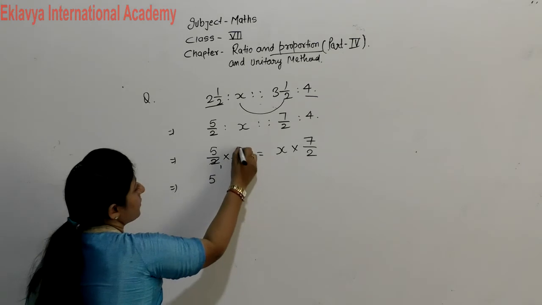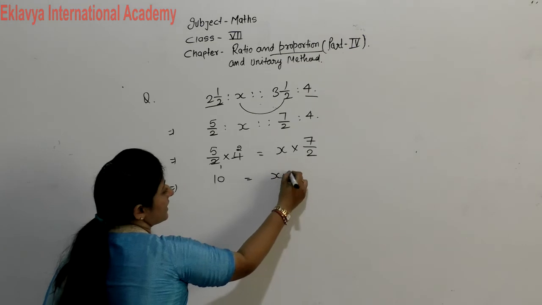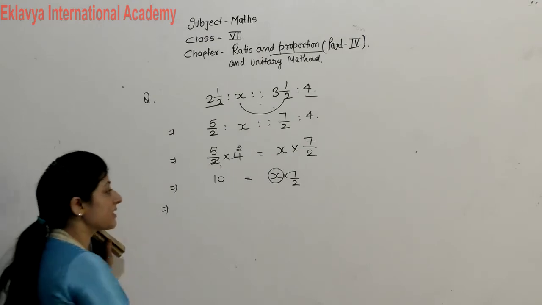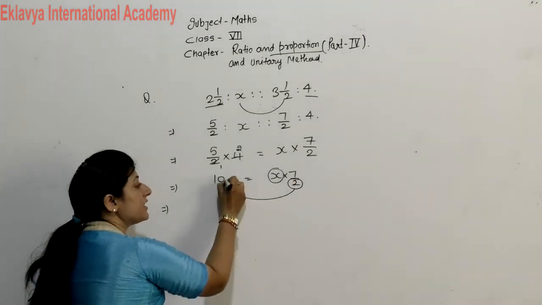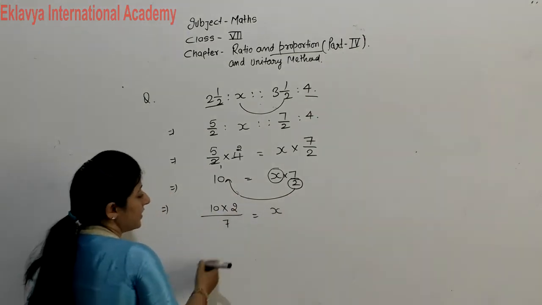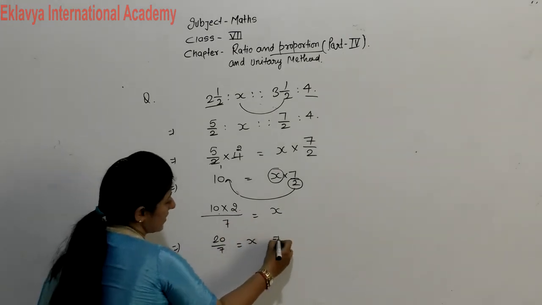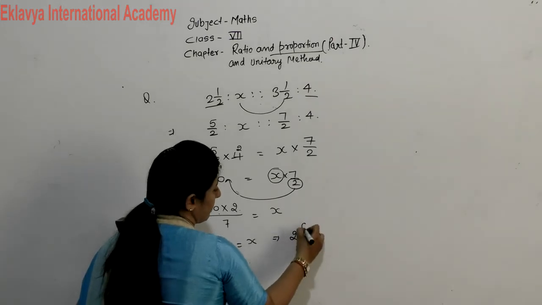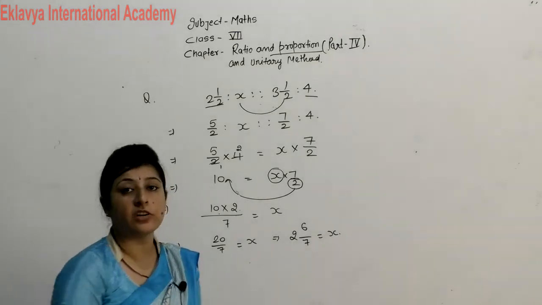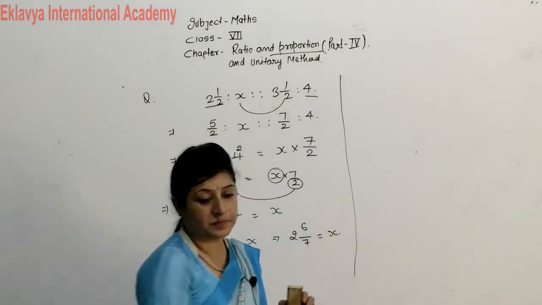5 2s are 10, so 5 by 2 multiplied by 4 is 10, which is equal to x into 7 by 2. We want to find the value of x. Here 2 is in division, so it goes to multiplication, and 7 is in division there. So your answer becomes 20 by 7 is equal to x. 7 2s are 14, so 2 6 by 7 is equal to x. This is the value of x. Okay, one more question.